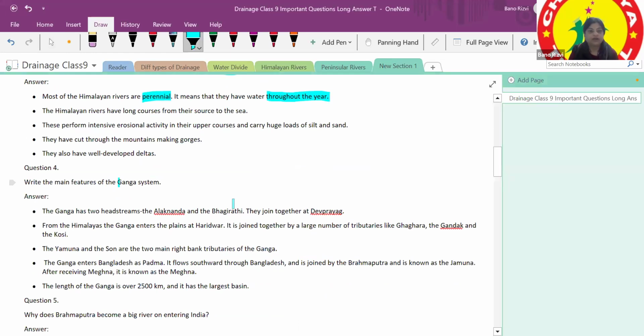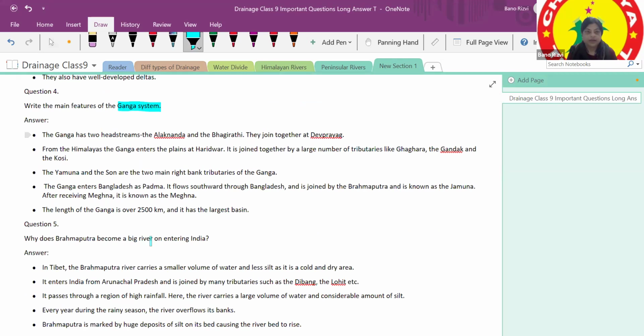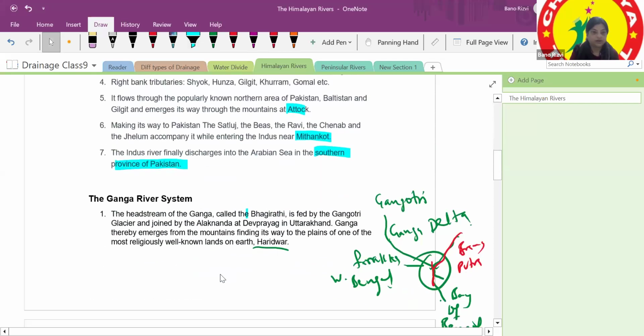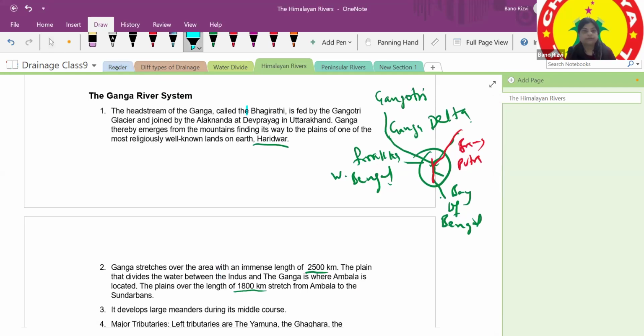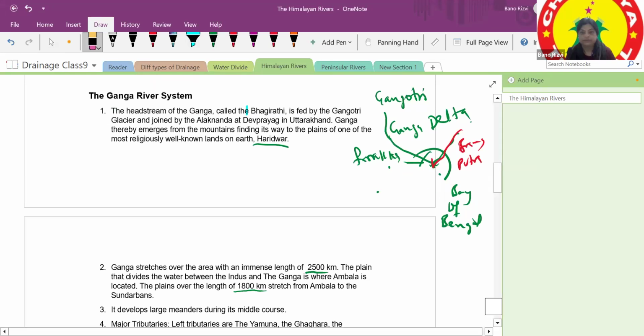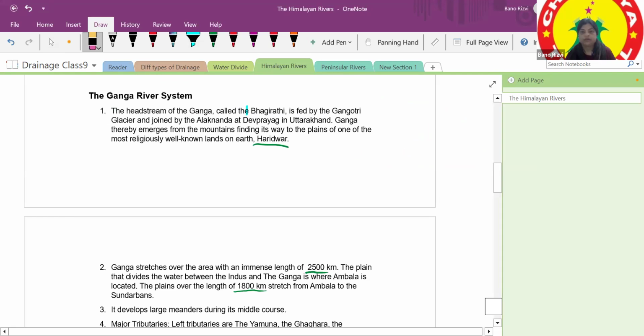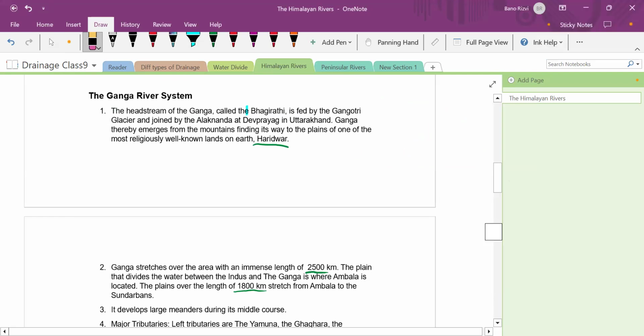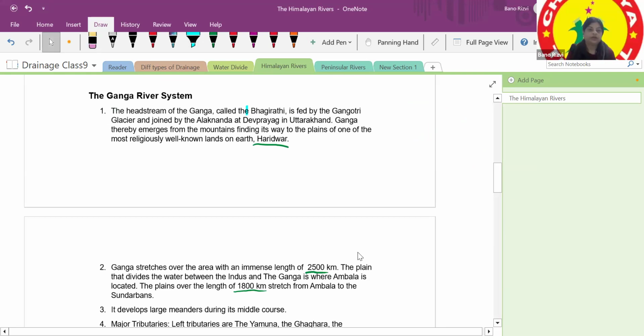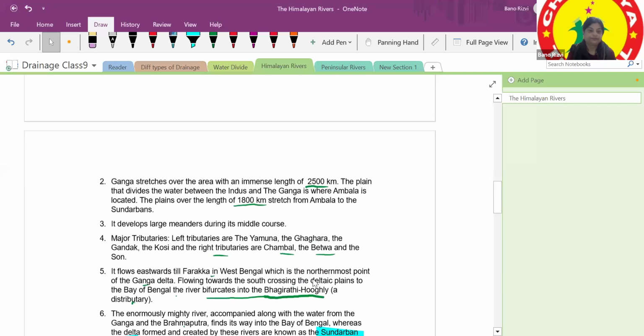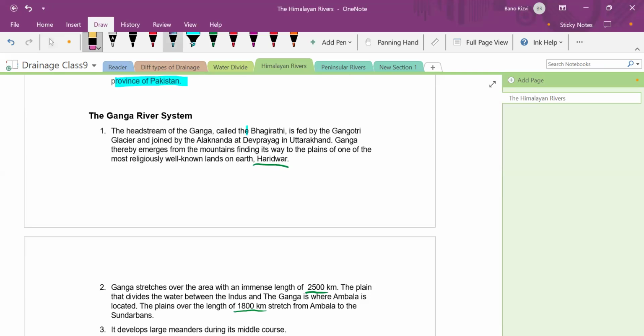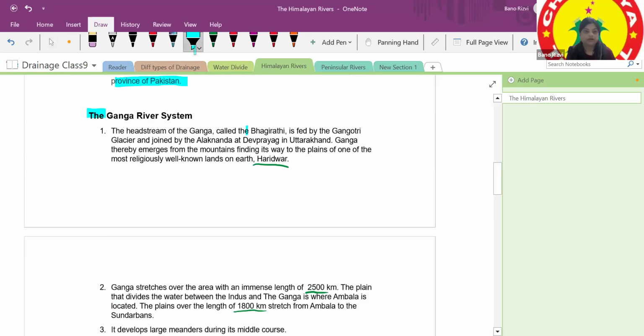Now write the main features of the Ganga system. Anybody wants to read the answer? Ganga system is, I think, Himalayan river is the river. Read this about Ganga. Pranav, are you there? Nikita? Ma'am? Yeah, hi Pranav. I want you to read this, the Ganga river system. Yes, ma'am. From the first paragraph. Yeah, from here.